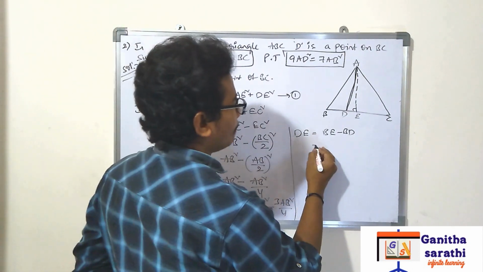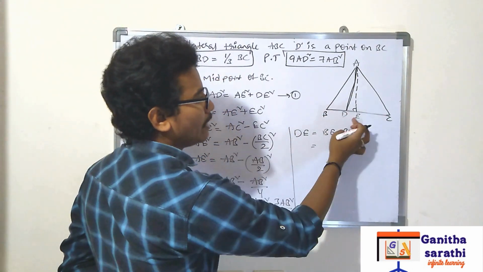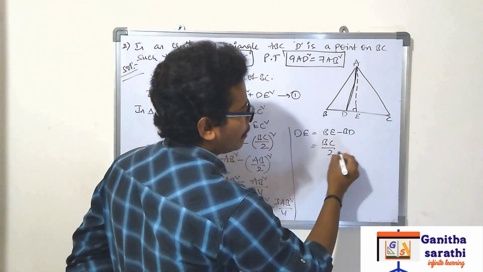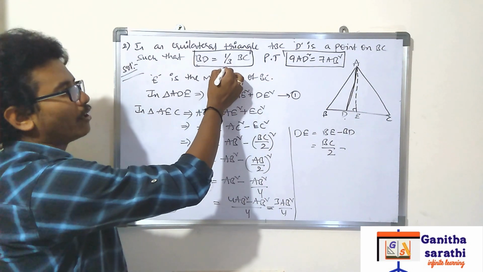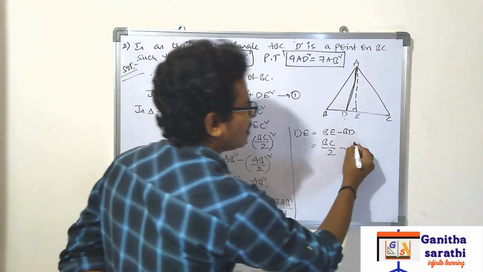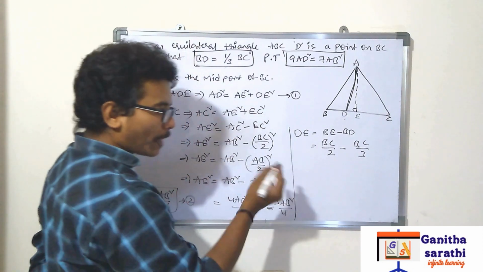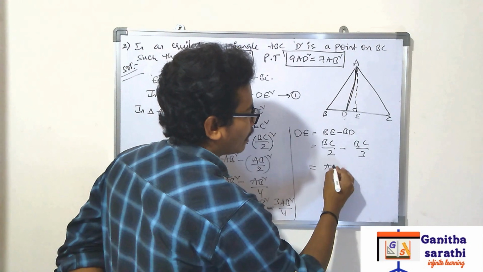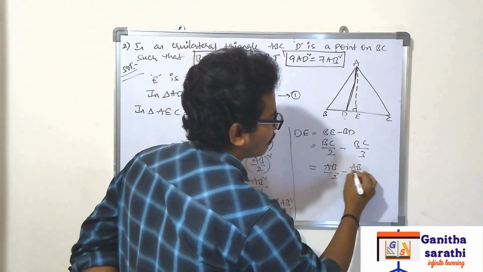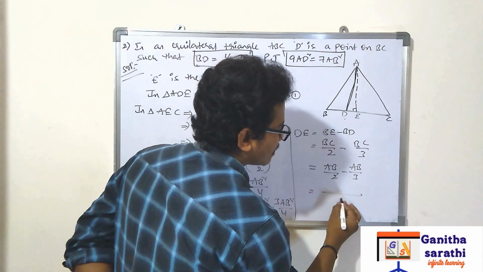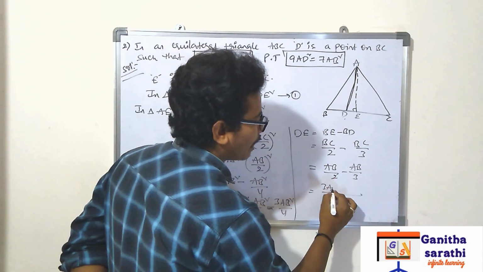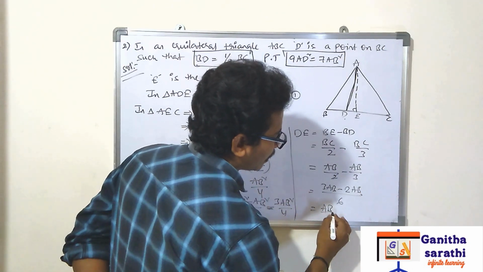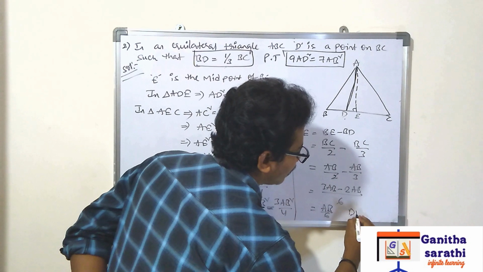So how will BE be? If E is the midpoint, then it will be half of BC. So BE can be written as BC by 2. BD value is given already, 1 by 3 BC, which can be written as BC by 3. BC can be converted into AB, since three sides are equal, so we write AB by 2 minus AB by 3. What is the LCM? 2 threes are 6, 3 into AB, 3AB, minus 2 into AB, 2AB. 3AB minus 2AB gives AB by 6. But what we want is DE square.